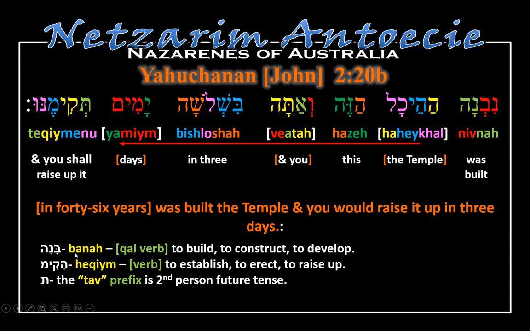And if we look down here, bana is a kal verb to build, to construct, to develop. And then we have ha-hekal, the temple. Ha-ze, this. Ve'ata, and you. Ata means you. Bishlosha, in 3. Because we know shalosha means 3. Yamim, days.